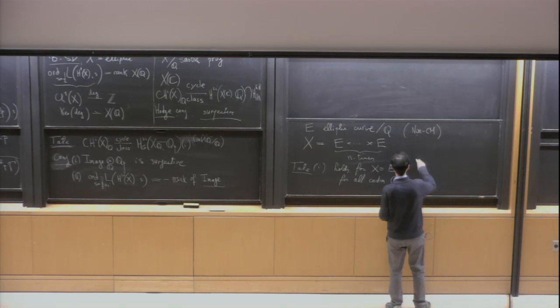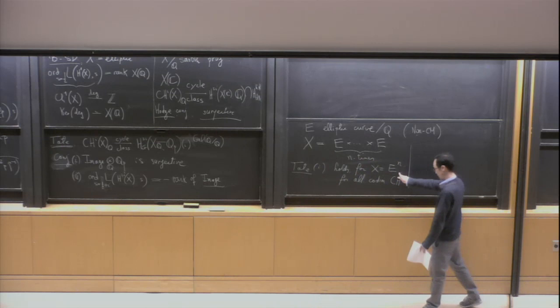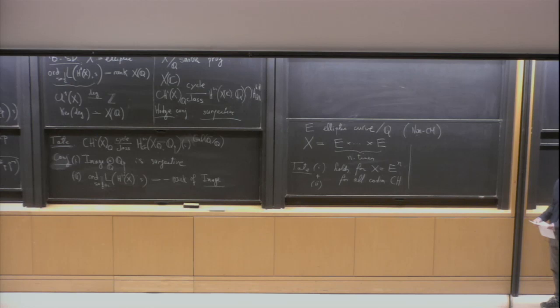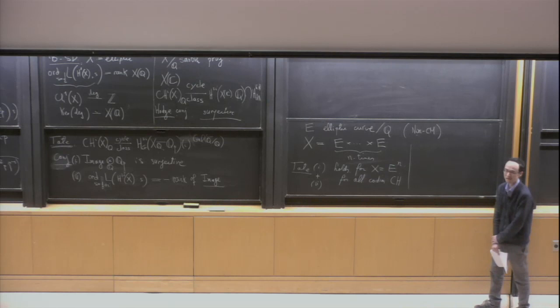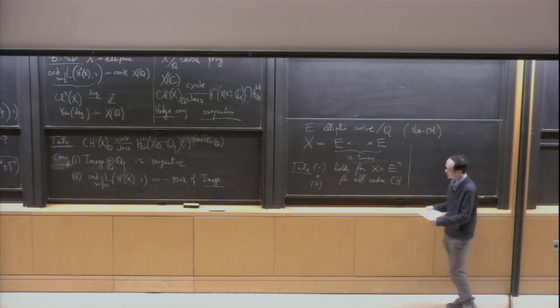In that case, we do know this statement for the power of one single elliptic curve, but that requires much more recent work on the potential modularity for symmetric powers of an elliptic curve. So the point is this conjecture is known for powers of a single elliptic curve, and possibly you can make a slightly more general statement, but not much more than that. Okay, so that at least takes care of the image.